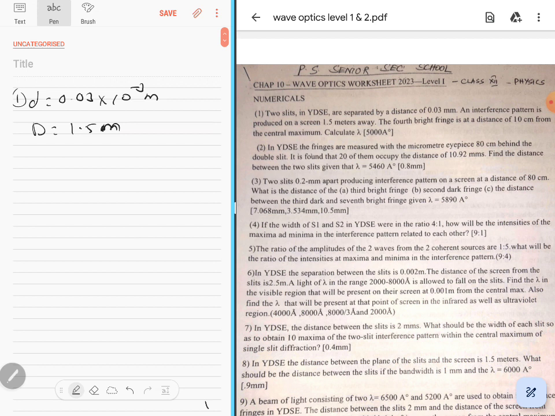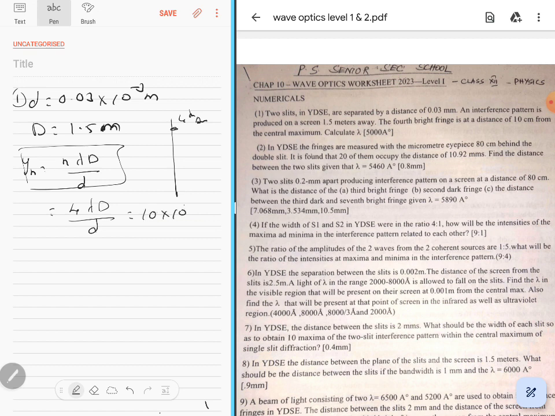The fourth bright fringe is at a distance of 10 centimeter. The position of the bright fringe is n into lambda into capital D by small d, which is the fourth. This is the formula for the bright fringe position. So it's 4 into lambda into capital D by small d is equal to 10 centimeter, which is 10 into 10 to the power minus 2 meters from the central maxima. So find the value of lambda.